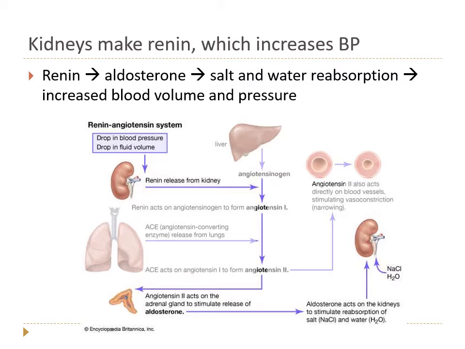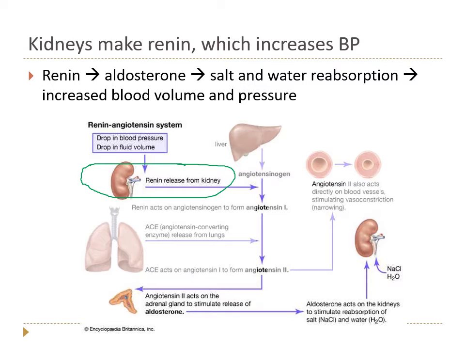This is a diagram that shows you the full sequence of events that occurs. So remember, if you have a drop in blood pressure, fluid volume, or blood sodium levels, which they don't specify here, then the JGA is going to release renin. So you can see I've shaded out a lot of these things because I don't expect you to learn them, but I just want you to take a look.